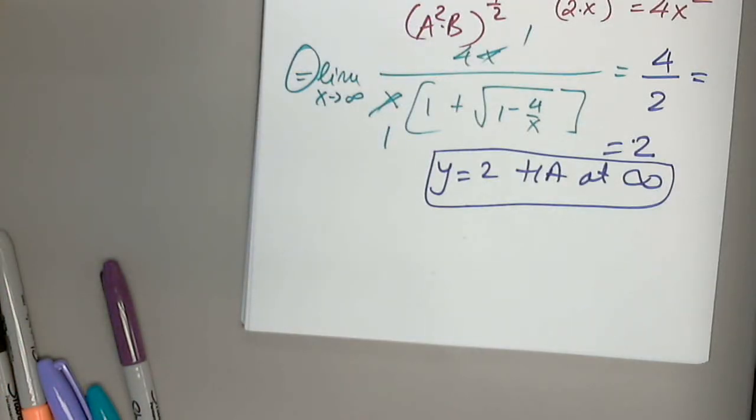Okay, anything else? How is the denominator 2? Okay, so when x approaches infinity, this approaches 0. 1 plus 1, 2.